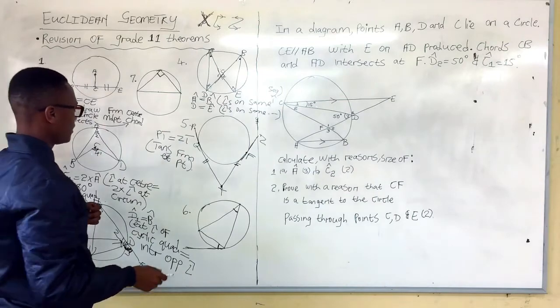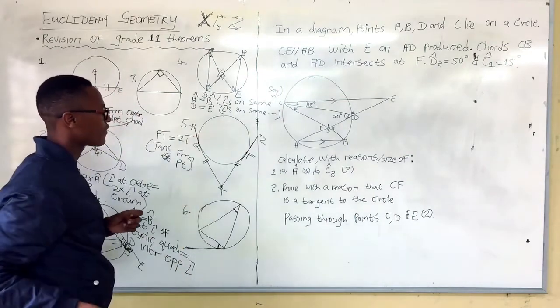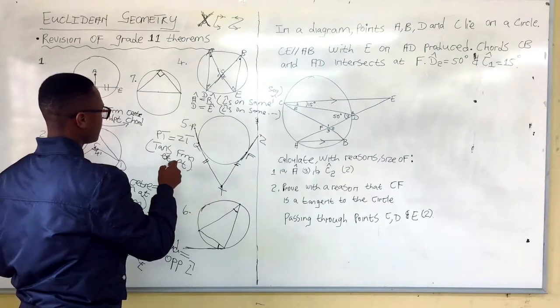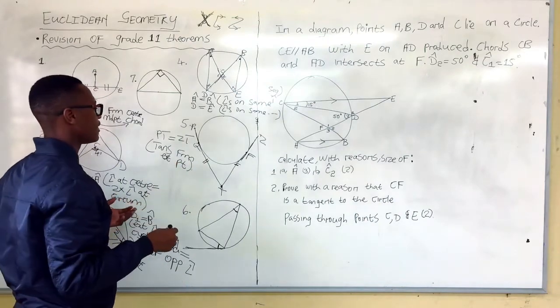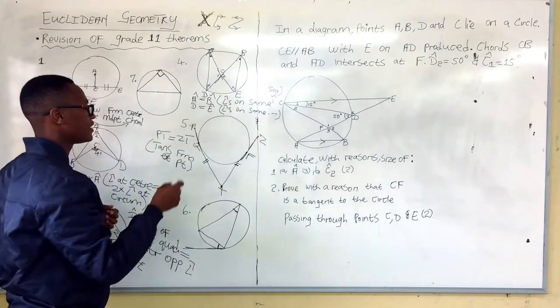And then another theorem can also arise in this theorem number 5, which says that the radius is perpendicular to the tangent.